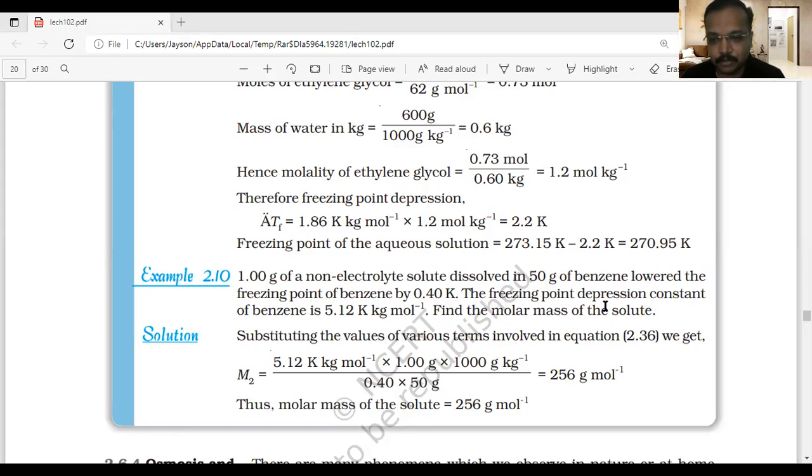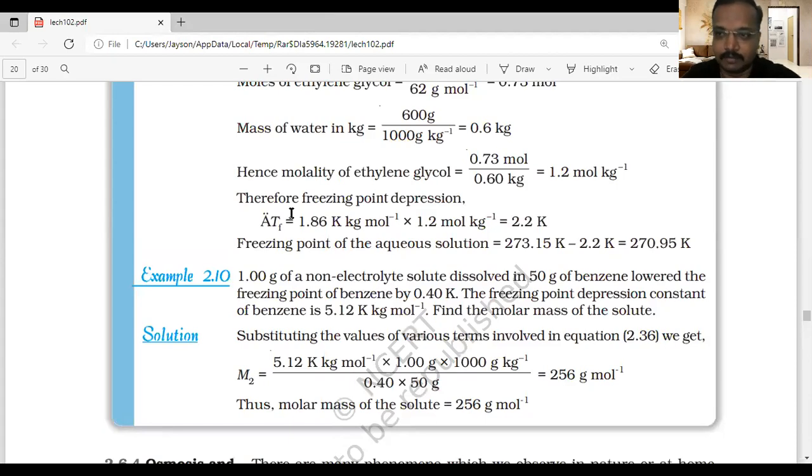The freezing point depression constant is also given as 5.12 K kg mole inverse. What is this value? Kf value. What you need to find is, by using the last formula we have learned, the molar mass of the solute. So substituting the values, we get M2 as 256 gram per mole.